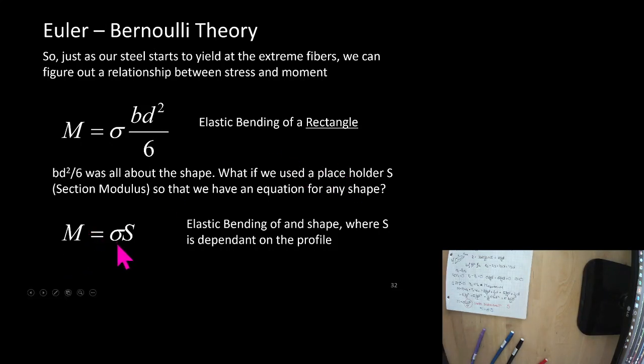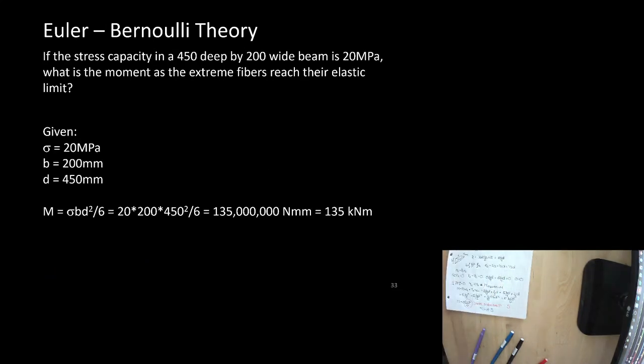M equals stress times S, or our section modulus for our shape. So elastic bending of any shape, where S is dependent on the profile, we can figure out what that maximum moment is. So let's do an example here.